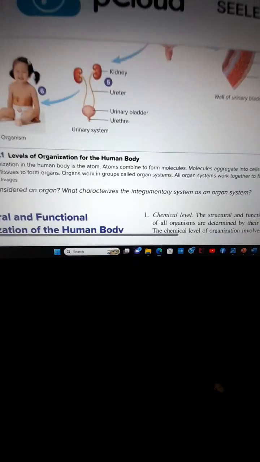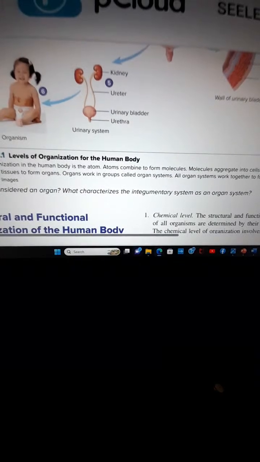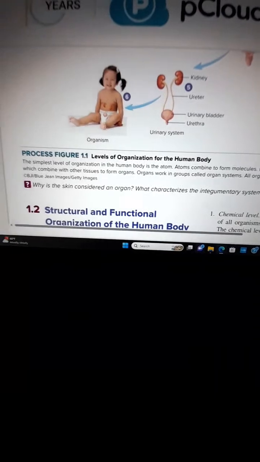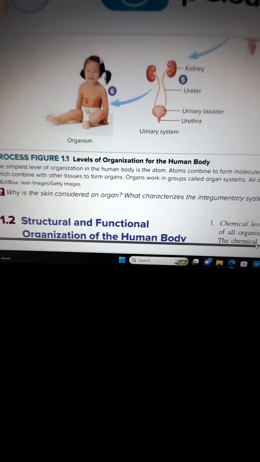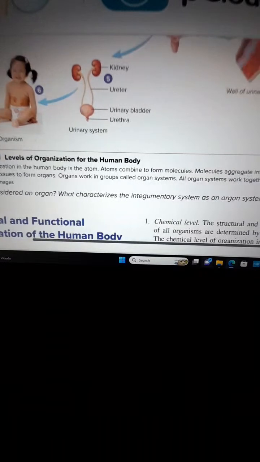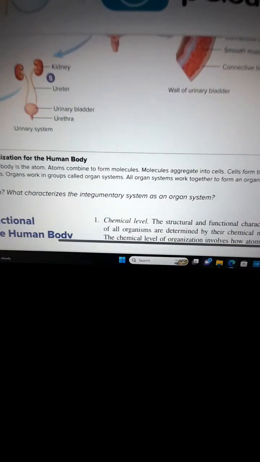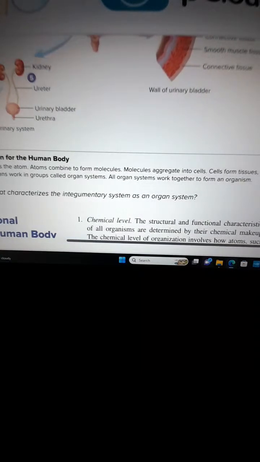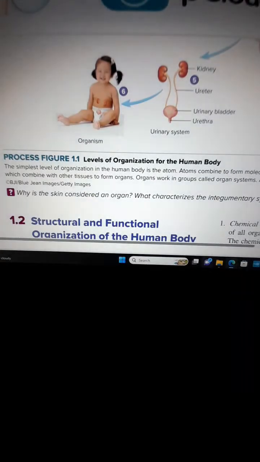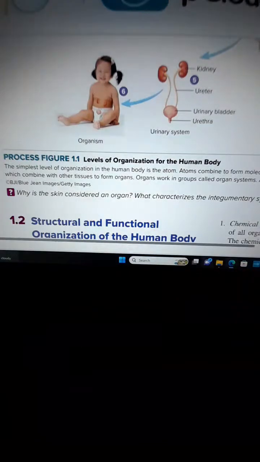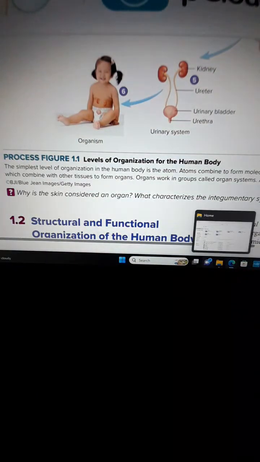So this is where you have the simplest level of organization in the human body, which is the atom. Atoms combine to form molecules. Molecules aggregate into cells. Cells form tissues, which combine with other tissues to form organs. Organs work in groups called organ systems, and all organ systems work together to form an organism.